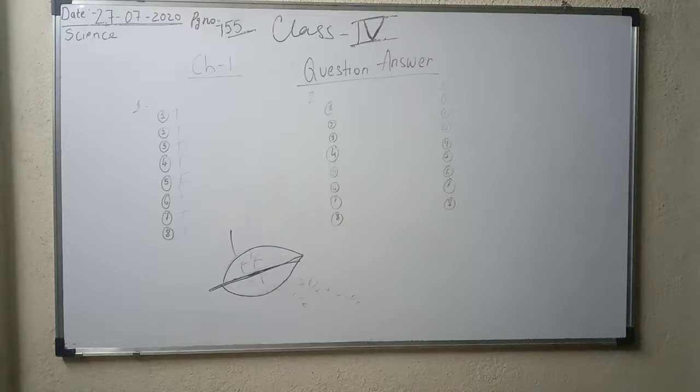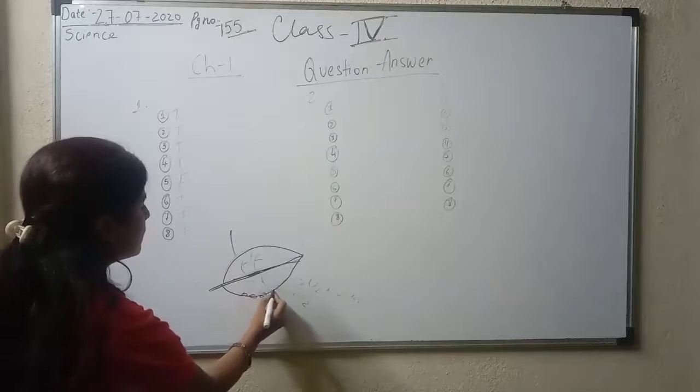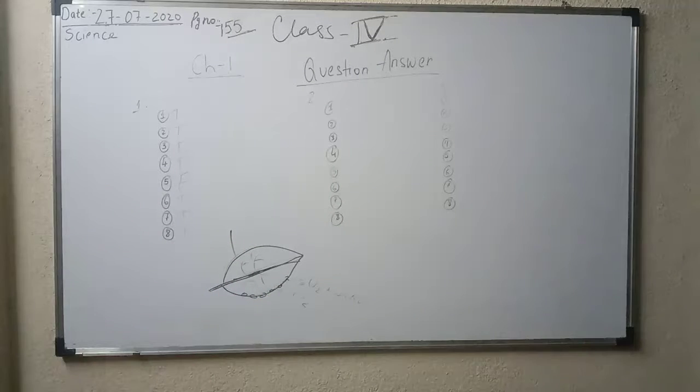Second: stomata are present on the lower surface of the leaf, as we already studied. Yes, stomata are present on the lower side of the leaf. Stomata are tiny pores which help in absorbing carbon dioxide, and through which oxygen also comes out. So the second point is true.